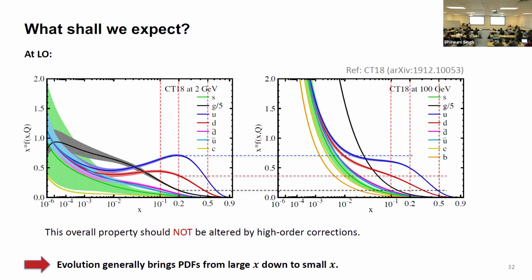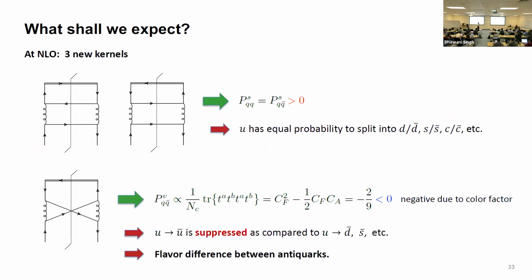And this property, because it's already there at the leading order, should not be altered by higher-order corrections. And what does higher order do? Higher-order effects have to give us a qualitative difference if qualitative changes occur, and we have seen that they do occur. What qualitative change occurs at the next-to-leading order is that we have three new kernels.